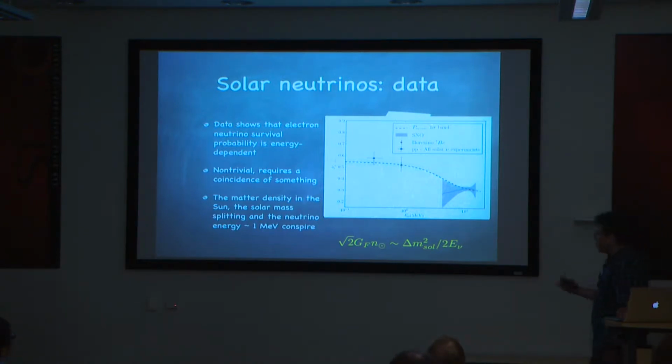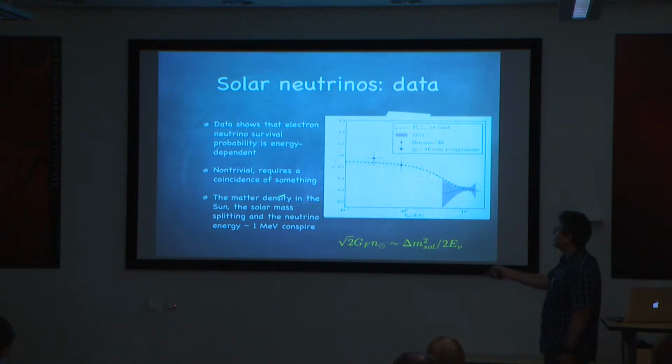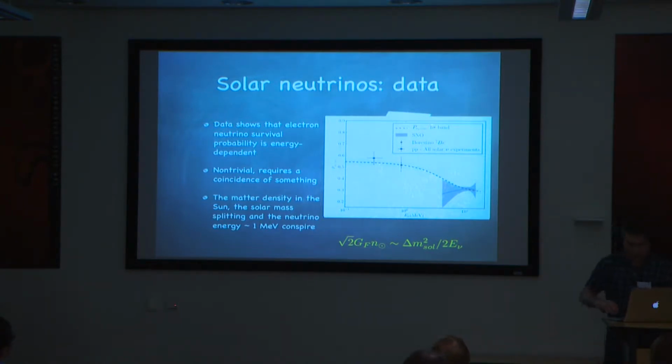And what happens, as we understand it now, is that the matter density in the sun is such that the MSW potential is equal to the vacuum potential for a typical neutrino energy of 1 MeV. So fine-tunings happen.